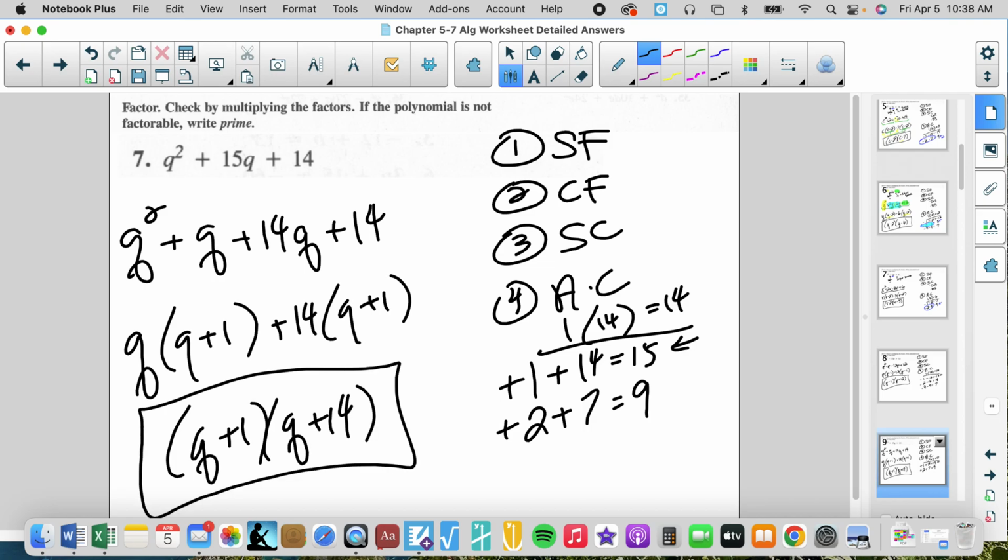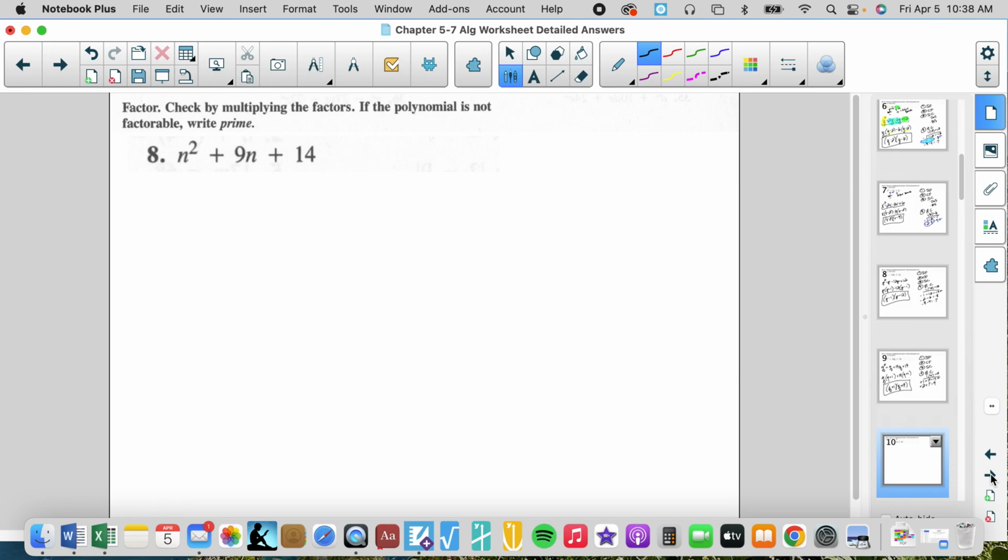And I'm going to reiterate, if you want to check, multiply those two out, do the FOIL first, outer, inner, last, and make sure that you get your starting trinomial. There's no reason for you to get it wrong because you can check your solution. You can multiply out those two binomials to make sure that it creates your starting problem.